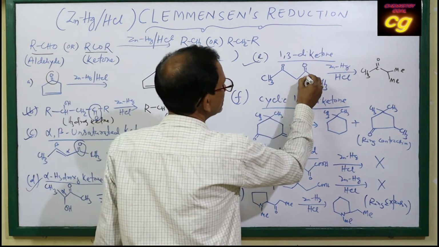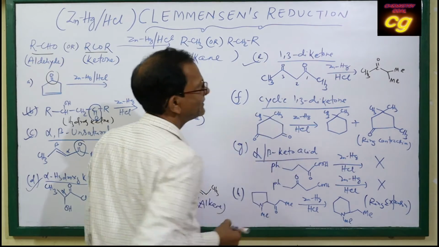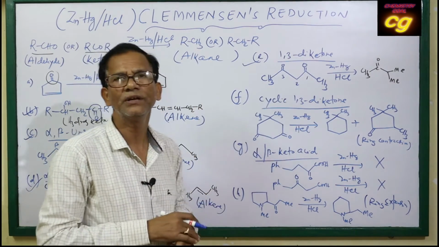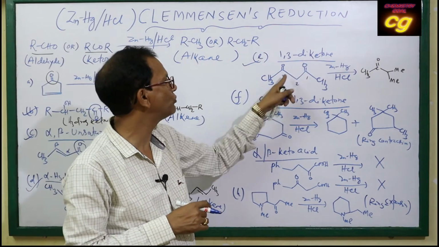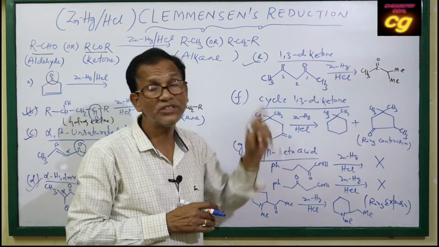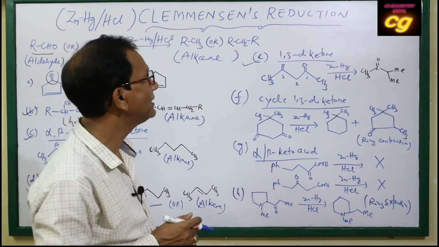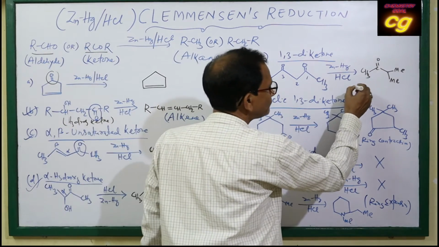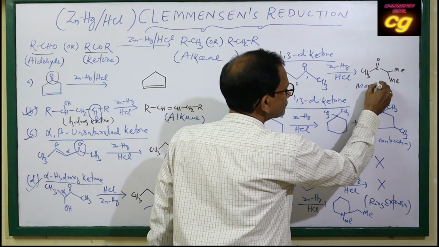This is the first ketone, then 2 and 3. That is 1,3. The 1 position and 3 position mainly contain ketone. That's a diketone, with ketones at positions 1 and 3. When 1,3-diketone is treated with zinc amalgam and HCl, very important, it converts to monoketone.